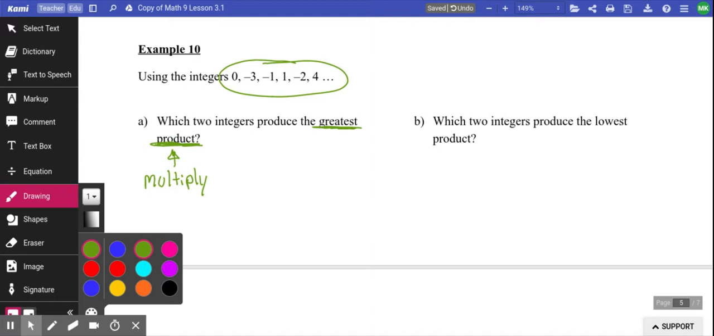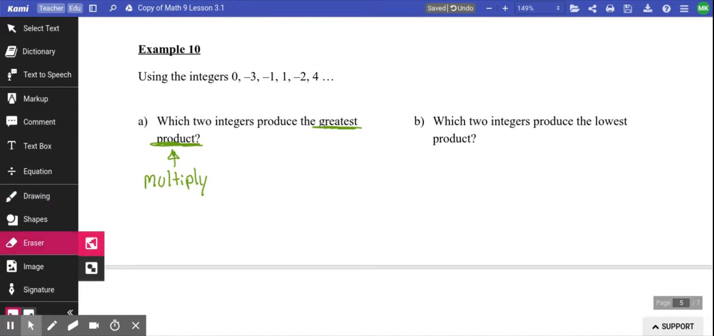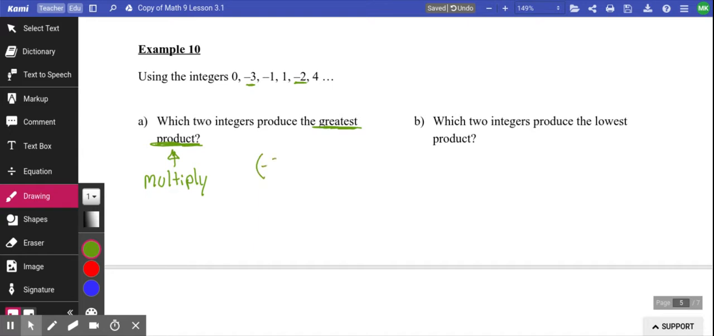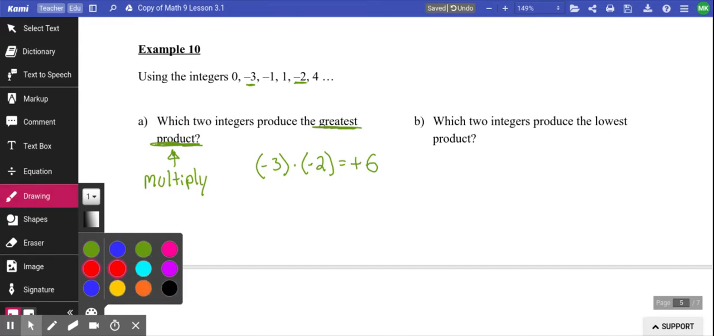So let's try the negative situation. If I wanted to do the 2 negatives, that means I could choose -3 and -2 because those are the biggest numbers that are both negative. So -3 times -2 would become positive 6. And then I would try the same thing with the positive numbers. My biggest positive numbers are 4 and 1. So if I did 4 times 1, it equals positive 4. Those are the 2 biggest possible combinations I could create positive numbers with.